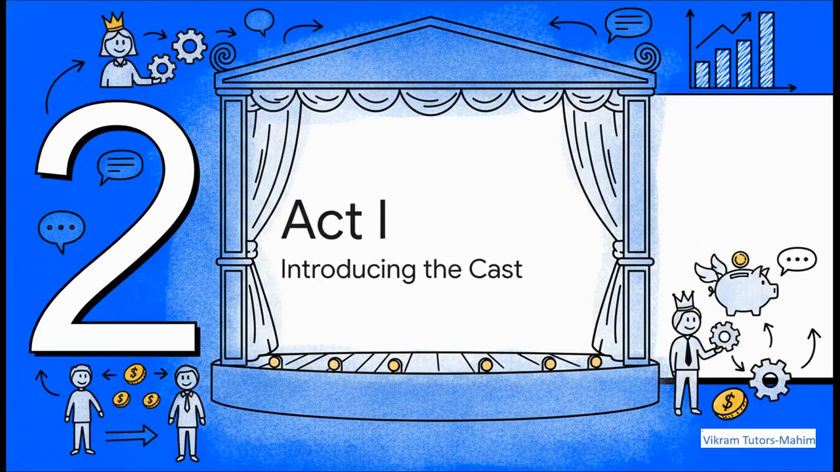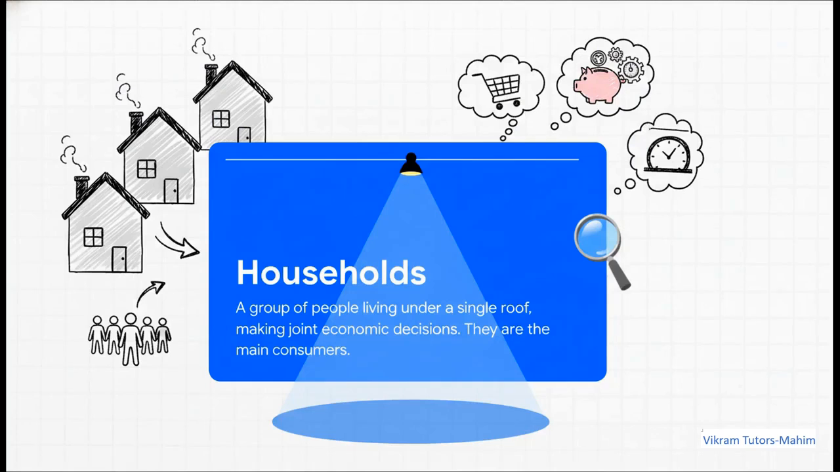All right, the premise is set. Now it's time to meet our cast of characters. These are the main players, the ones who really drive all the action on our economic stage. First up, in the starring role, it's you and me, all of us. In the language of economics, we're called households. We are the main consumers in this entire play. We're the ones deciding what to buy, how much to save, and where we're going to work. We're kind of the main characters.